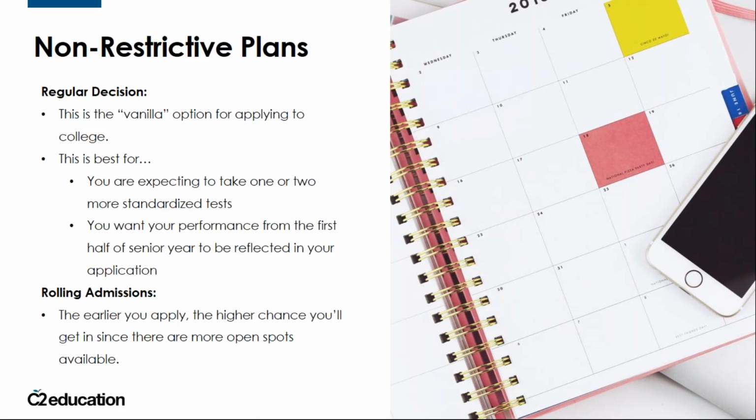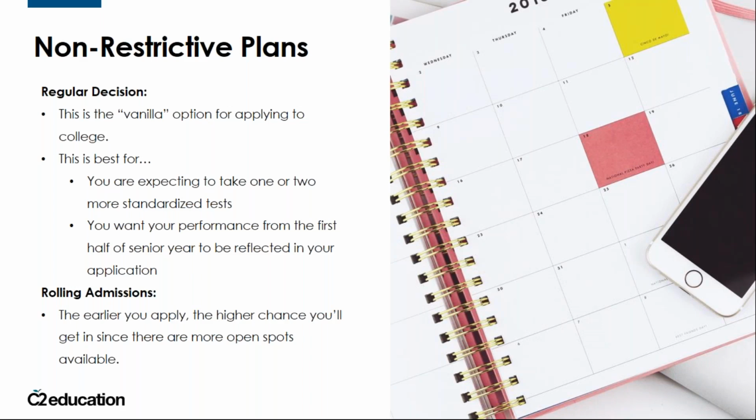The other one is if you are planning to take additional standardized tests, the subject test, the SAT, the ACT. If you are applying regular decision, you have a couple more options to take those tests than you would if you apply early.